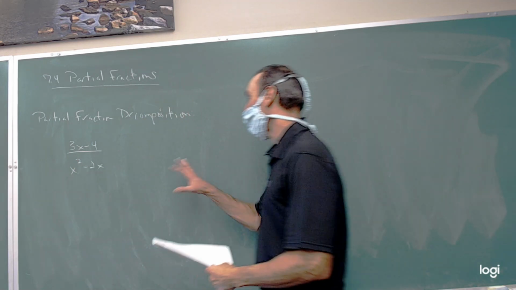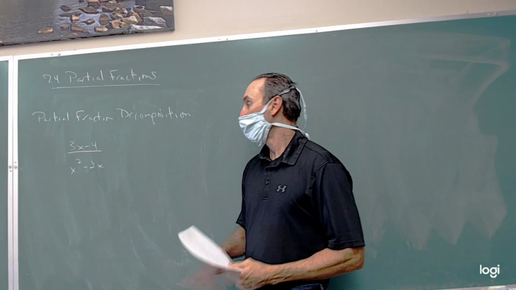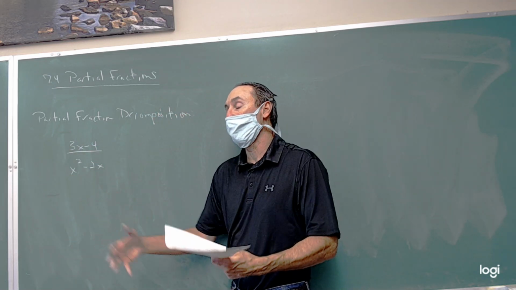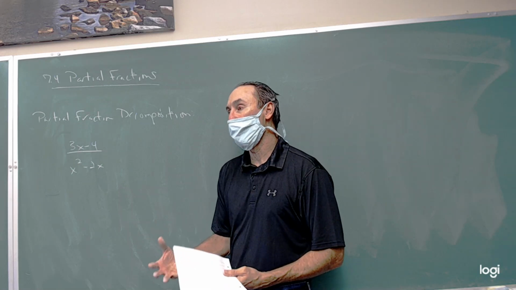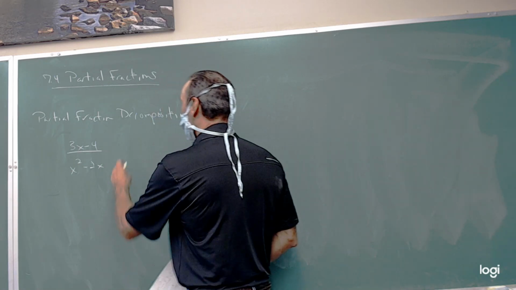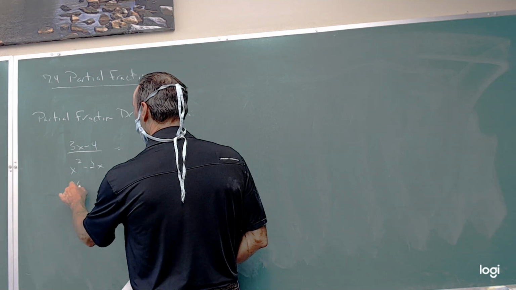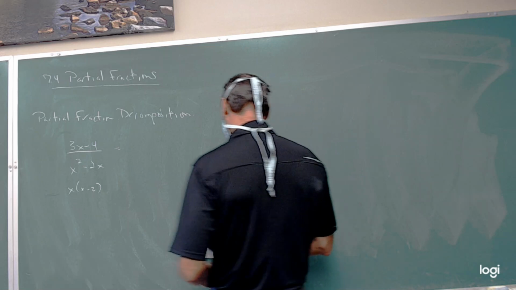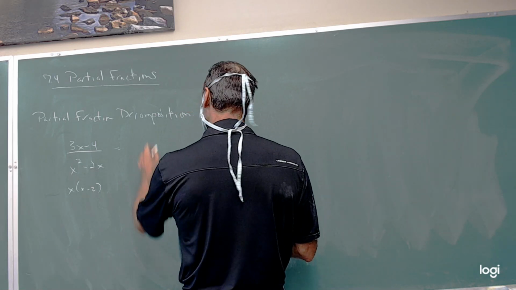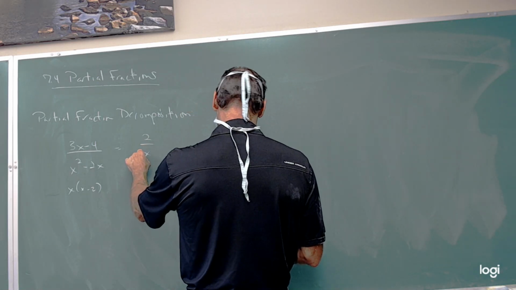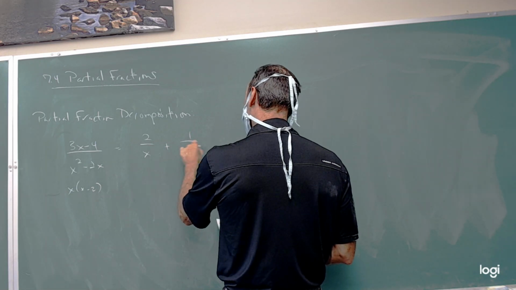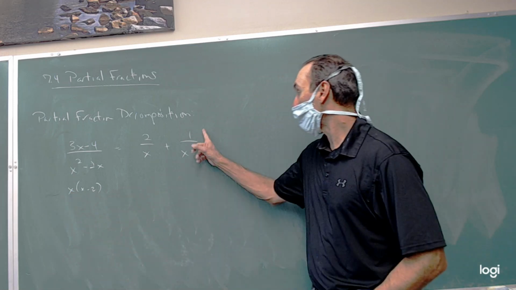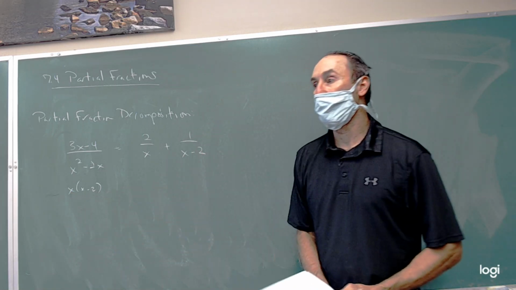So now where this is going to come in the calculus part is we'll be integrating this. So we'll be trying to integrate it. And it just doesn't fit anything nicely with anything we've done before. So it turns out you can, if you notice that you can factor that into x times x minus 2, we can break this into 2 over x plus 1 over x minus 2. So we get a constant over one of those linear factors and a different constant over the other linear factor.